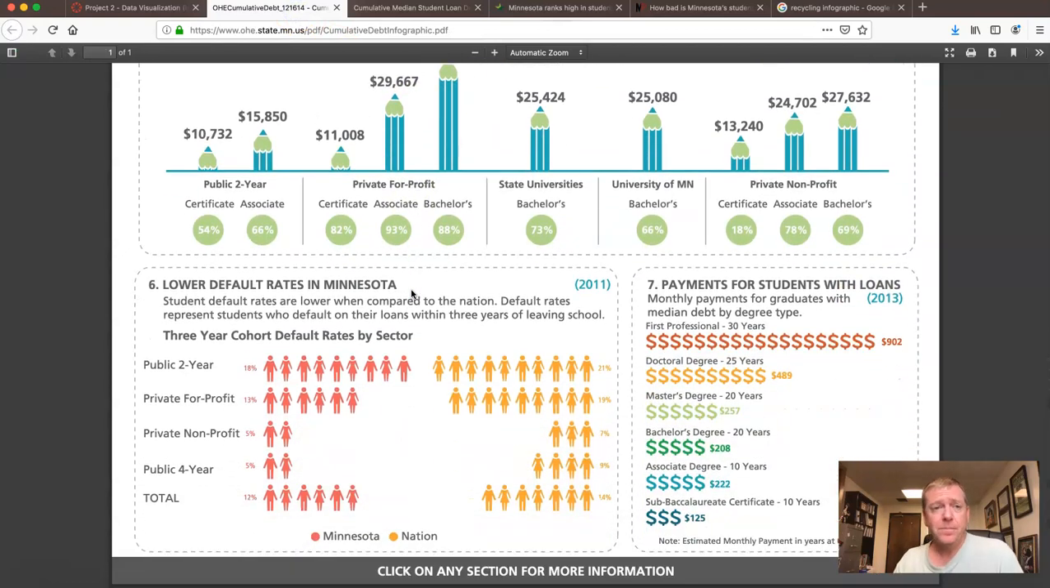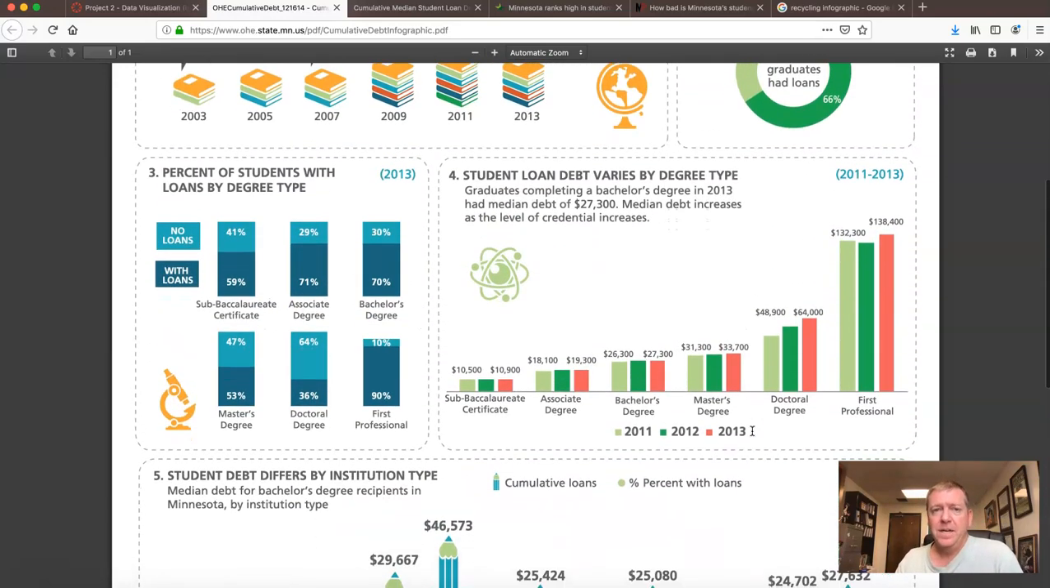It's easier to find. How about lower default rates in Minnesota? They tell it with just number of people, cutouts of silhouettes of, I guess, men and women from the public 2-year to the public 4-year. And again, we can quickly see that the public 4-year has a much lower default rate than the public 2-year does, which has the highest. Private for-profit has the second highest, and so forth. So it allows us to quickly see the story that we want them to see, or tell the story that we want to tell.